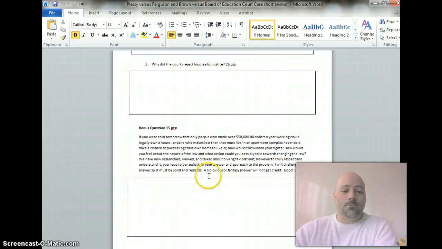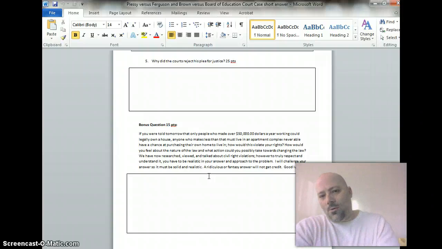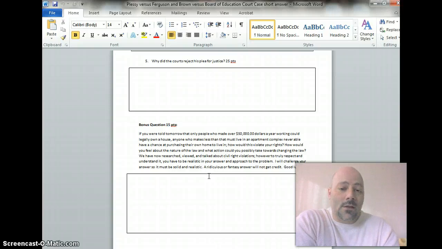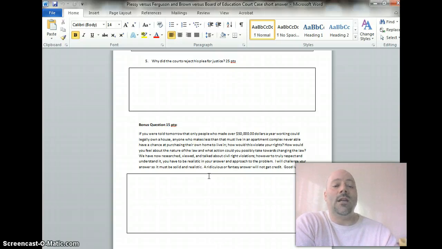Finally, the last question. If you were told tomorrow that the government passed a law saying only people who made $50,000 a year, combined salary if you're a family, or if you're single, you have to make $50,000 a year in order to qualify for owning a home. If you make less than $50,000, you are not allowed to own a home or live in a home. Basically, you have to live in an apartment. How would this violate your rights?